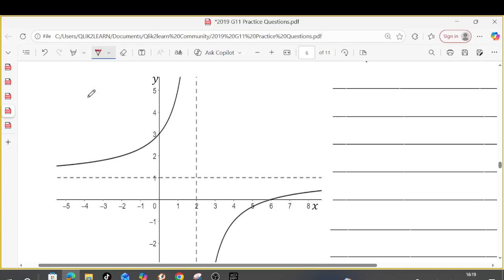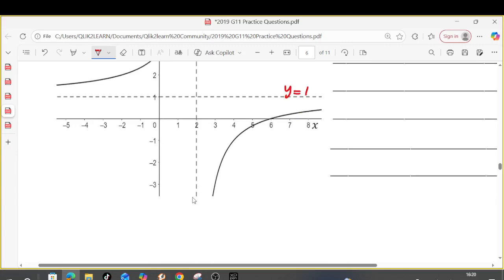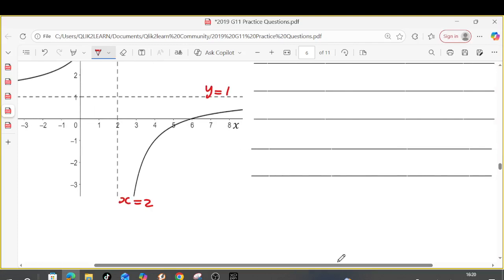I'm just going to write it down here. Not your x, your y to be what? Positive 1. And we have your x as 2. That's the first thing you need to do, to write down your vertical and horizontal asymptote.